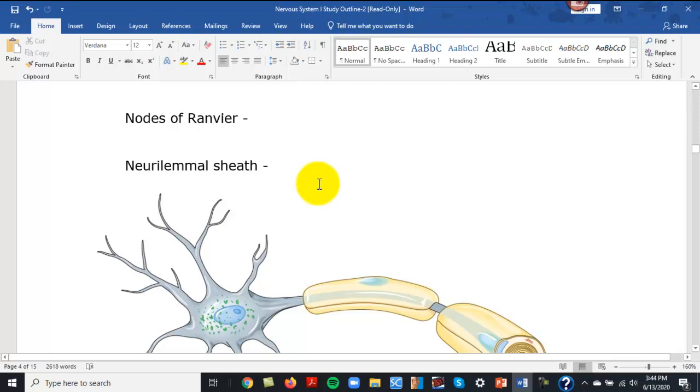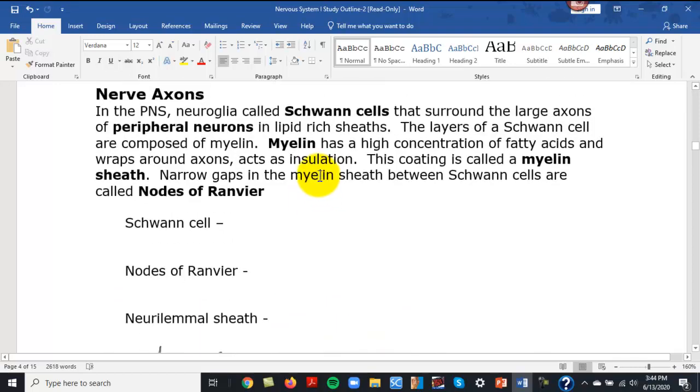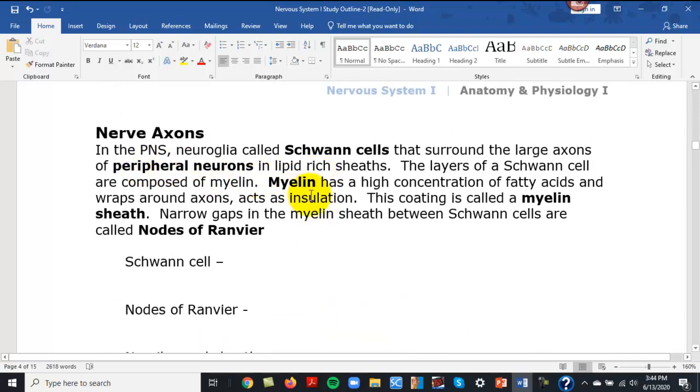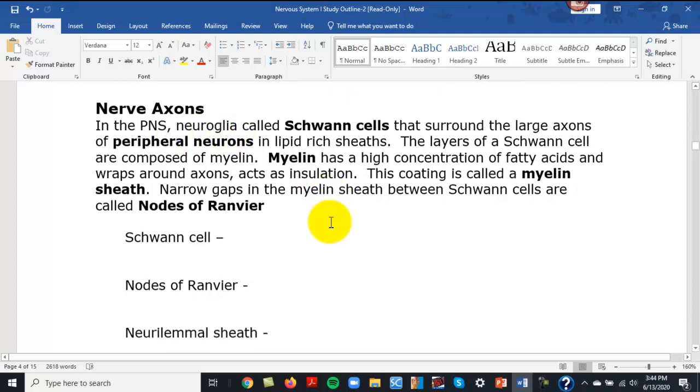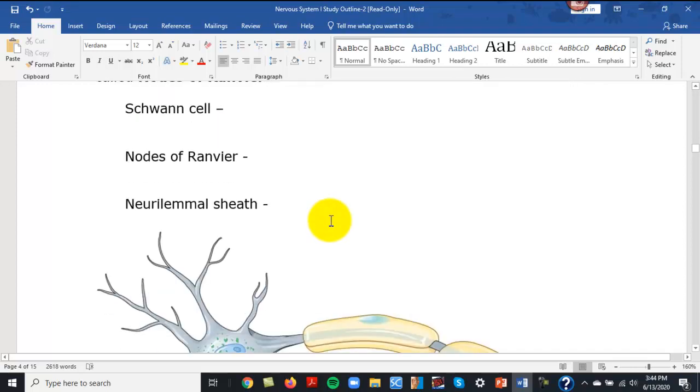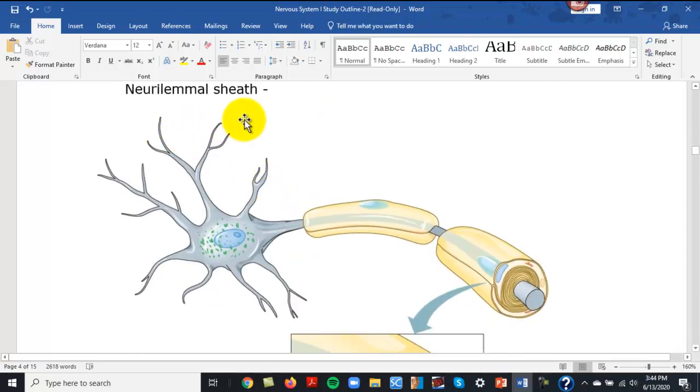And why is it important? It's what allows nerves or neurons in the peripheral nervous system to regenerate. The ones in the brain and spinal cord will not regenerate because they do not have a neurilemma sheath that helps guide the regeneration. So we'll get to that also.